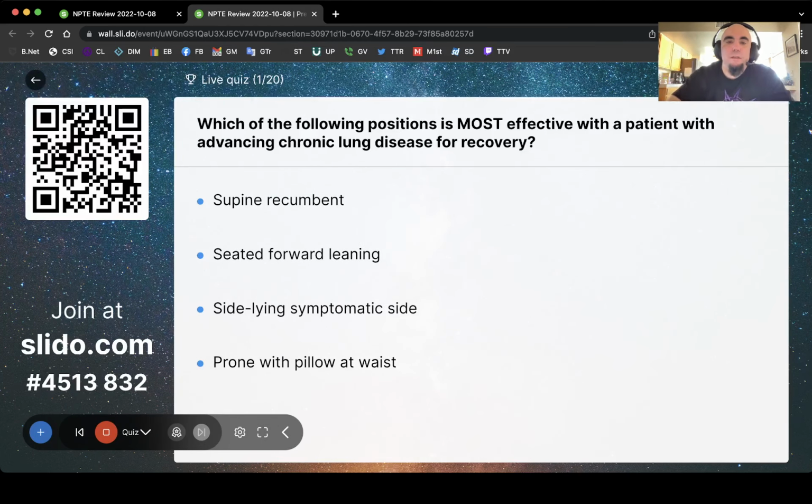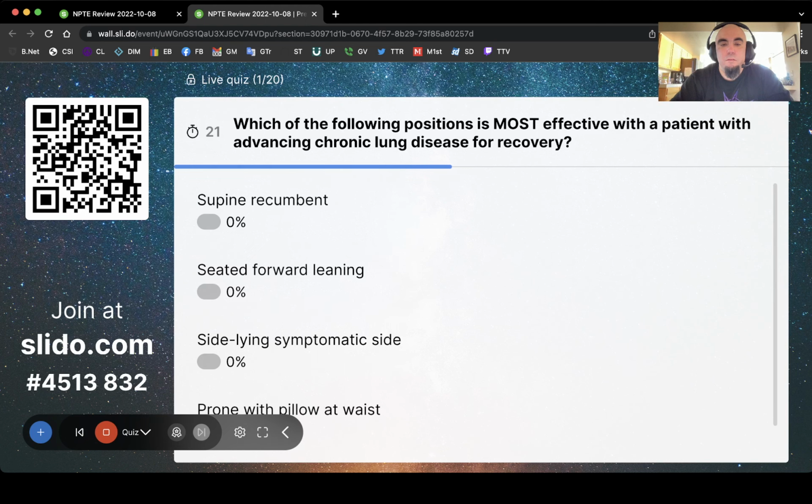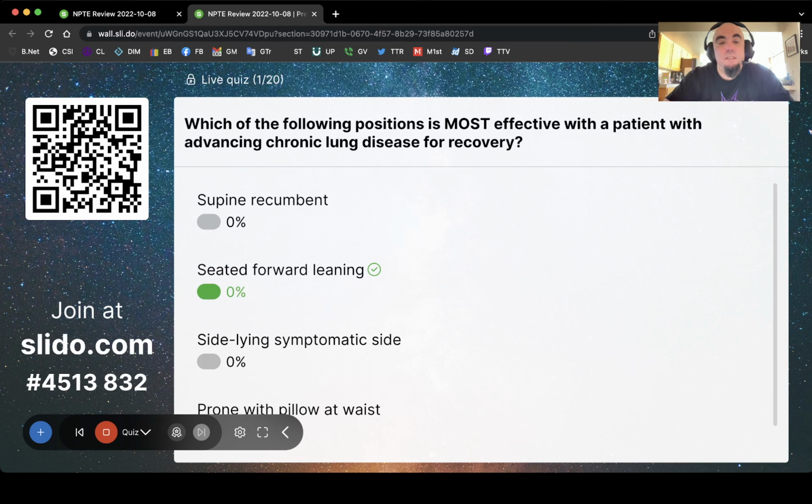So the first question here is, what following position is most effective with a patient with advanced chronic lung disease for recovery? The four choices are supine recumbent, seated forward leaning, side lying symptomatic side, and prone with pillow at waist. The idea here is what position is best for recovery, right? So the recovery position is seated forward leaning, where you're actually leaning forward on the seat.